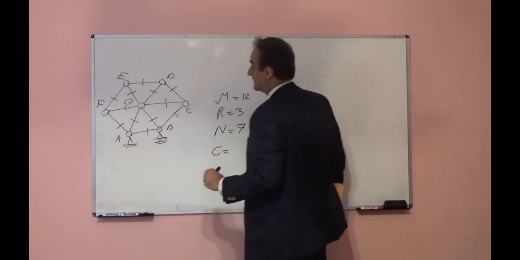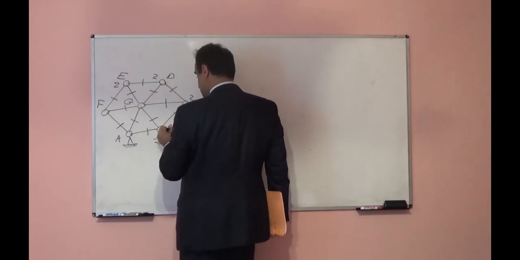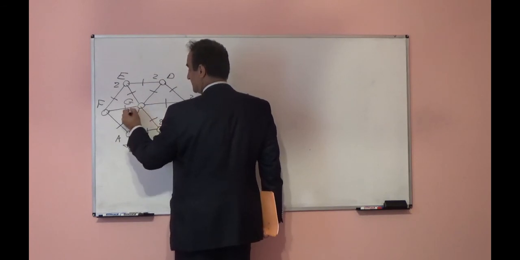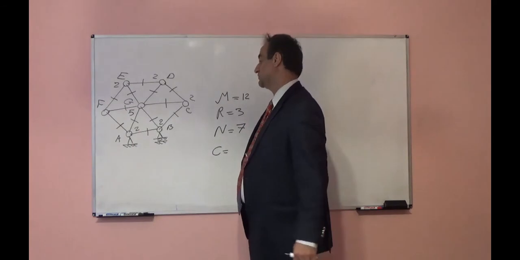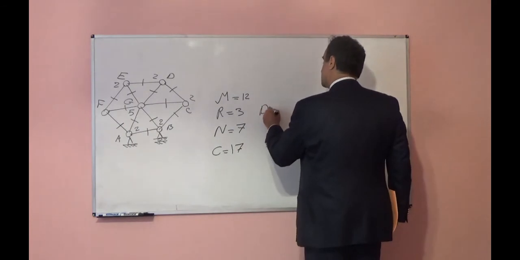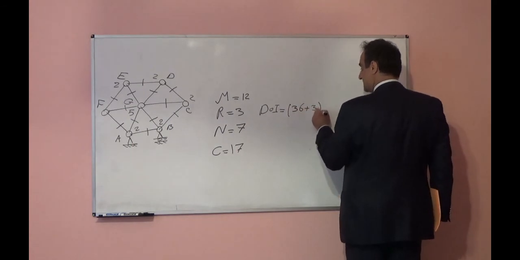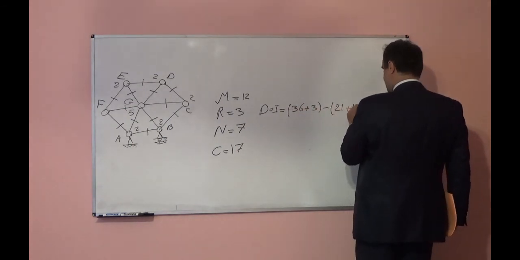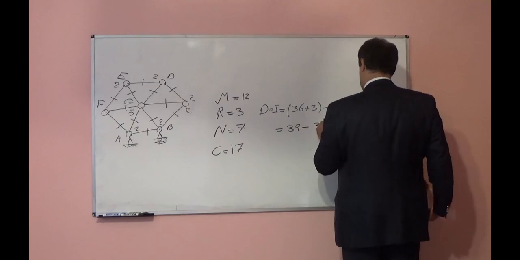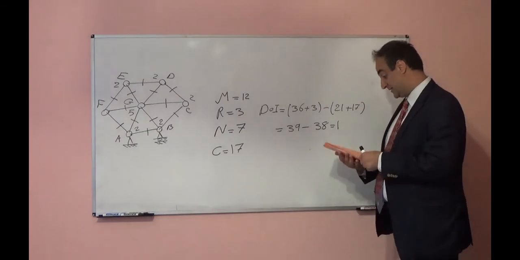C. Okay. 3 members reach the hinge. 2 here, 2 here, 2 here, 2 here, 2 here. Here, 1, 2, 3, 4, 5, 6 members, so 5 here. So 6 times 2 will be 12 plus 5, it will be 17. So the degree of indeterminacy of the structure will be 36 plus 3 minus 21 plus 17. That will be equal to 39 minus 38. So it is 1 degree indeterminate.